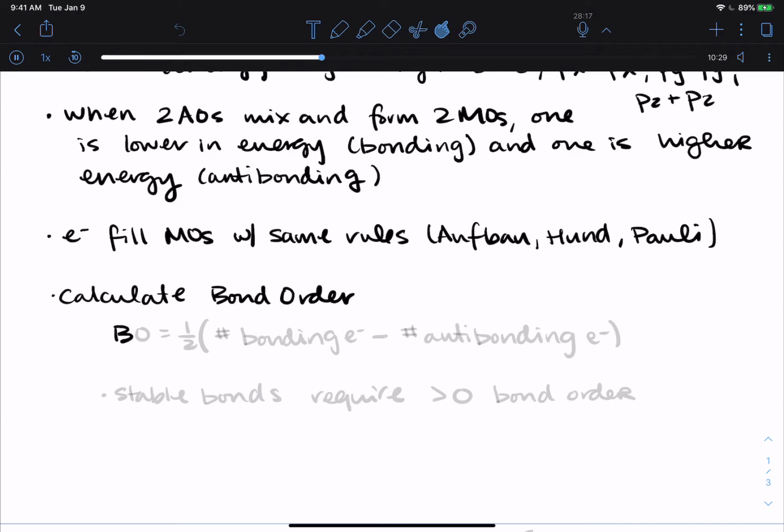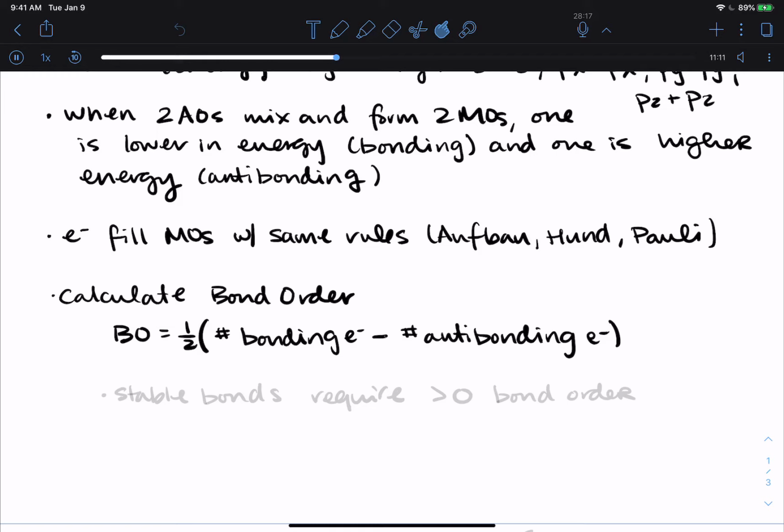And bond order is going to be 1/2 of the number of bonding electrons. So we'll count the number of electrons in bonding MOs minus the number of electrons in anti-bonding MOs. So electrons in bonding MOs contribute to holding the molecule together, and electrons in anti-bonding MOs kind of cancel those out. So they destabilize the molecule in a sense.